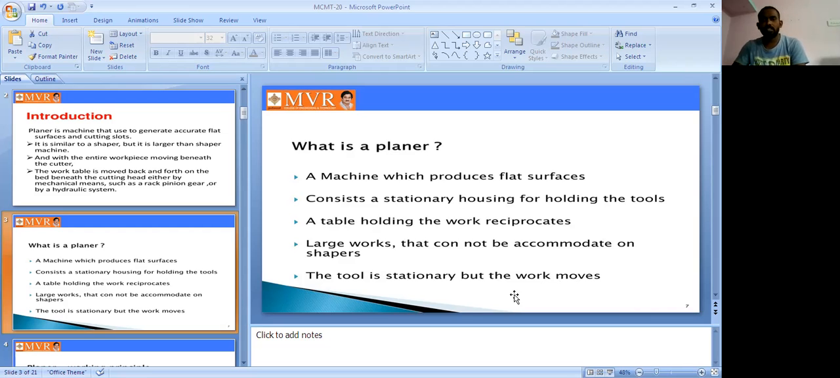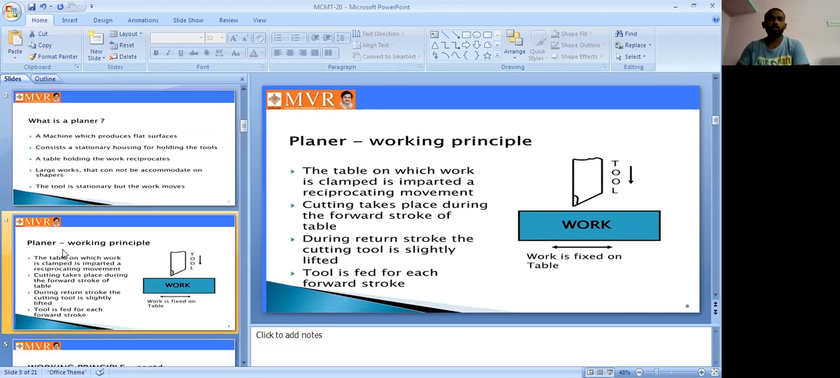So we have the stationary housing and holding devices. Next is the table, which will hold the workpiece. Large work cannot be machined on the shaping machine. So the tool is stationary, but the work moves. Next, let us go to the planer working principle. Working principle is very important for each and every machining operation.